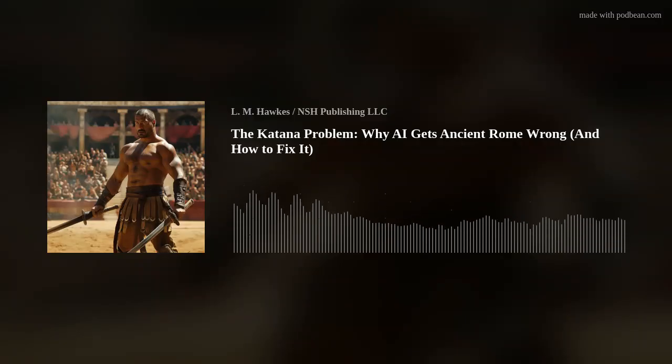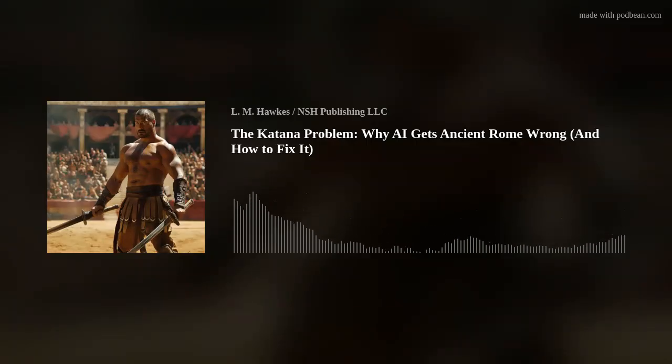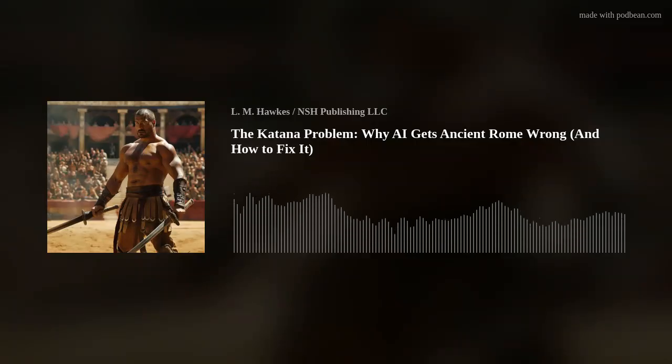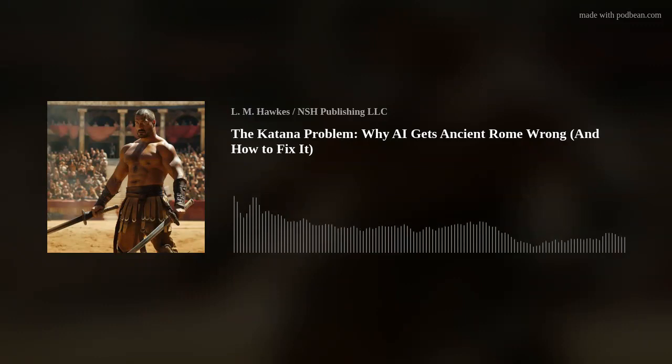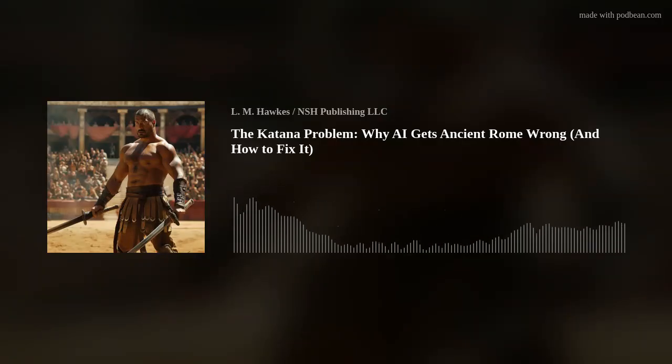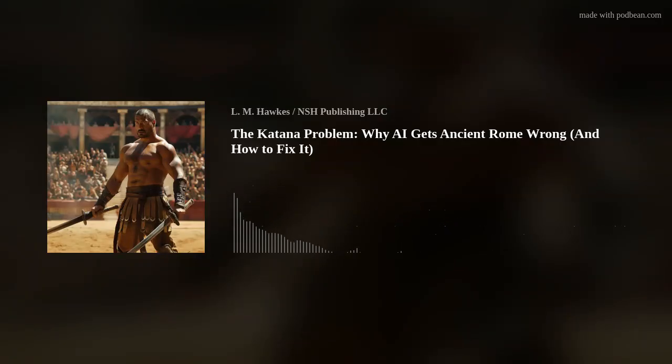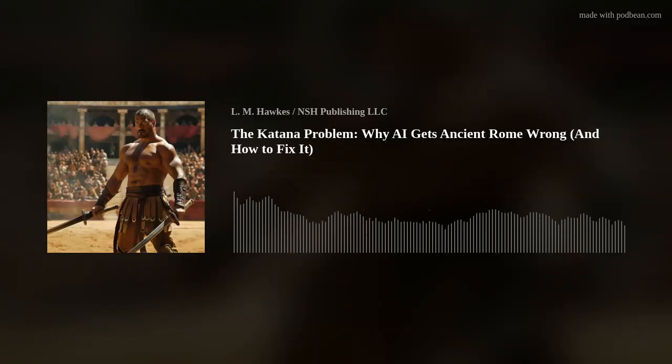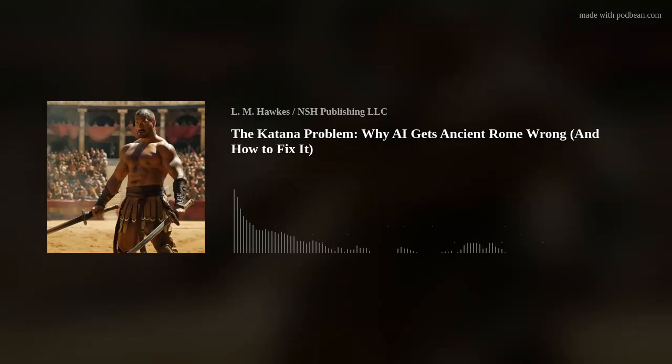Before we get into how that gets fixed, let's set up what we're actually talking about. L.M. Hawks, author of the Lanista Chronicles, spent 4 months building a catalog of AI-generated historical illustrations for an interactive gamebook series set in ancient Roman gladiator culture, 1,100 images through Midjourney, and the historical accuracy standard was non-negotiable. Tell us what that tension actually looked like in practice.